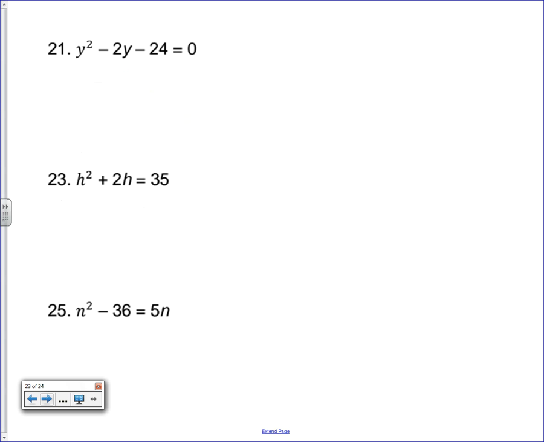Am I on the back now? Yeah, let's go to 23. We are flying through this today. 23. I think you guys are doing great. Do you guys feel like you're doing okay with this?